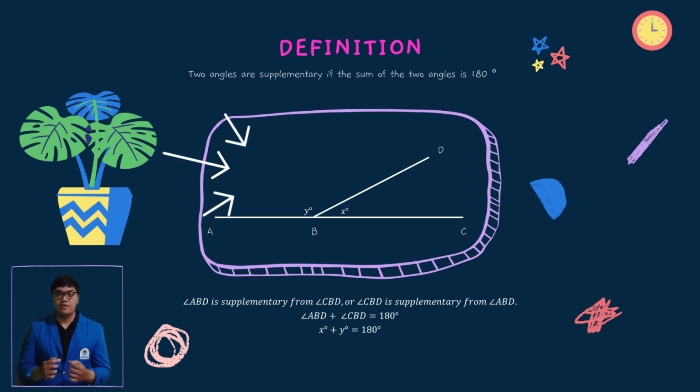For example, see the image below. Angle ABD is supplementary to angle CBD, or angle CBD is supplementary to angle ABD. Then the sum of angle ABD and angle CBD is equal to 180 degrees. Then it can be concluded that if the y degrees angle is supplementary to the x degrees angle, the total is 180 degrees.